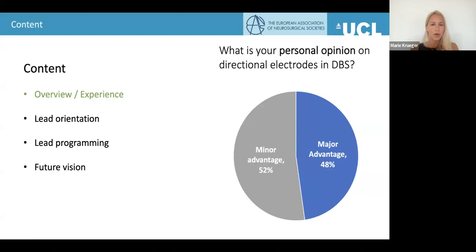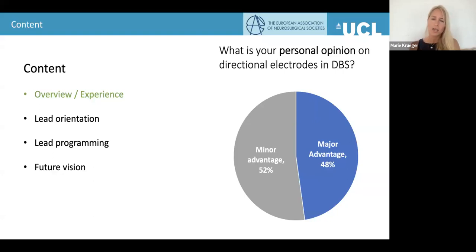So the first topic that I'm going to cover, looking at the overall experience, is with this question in the back of our minds, and the fact that most of the participants actually think that directional electrodes are either a minor or a major advantage.